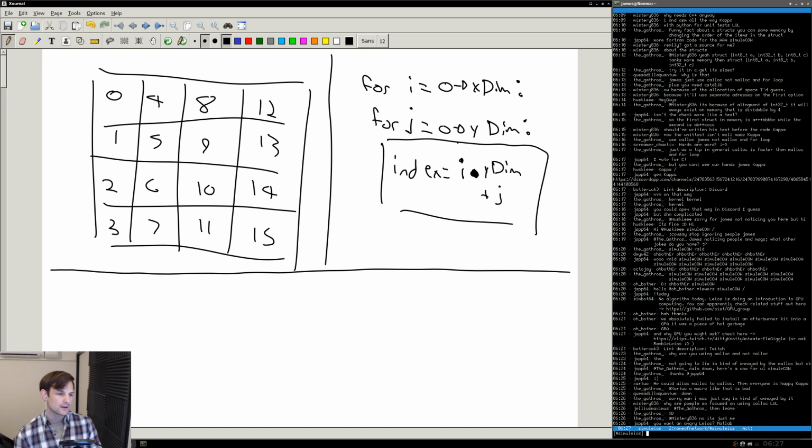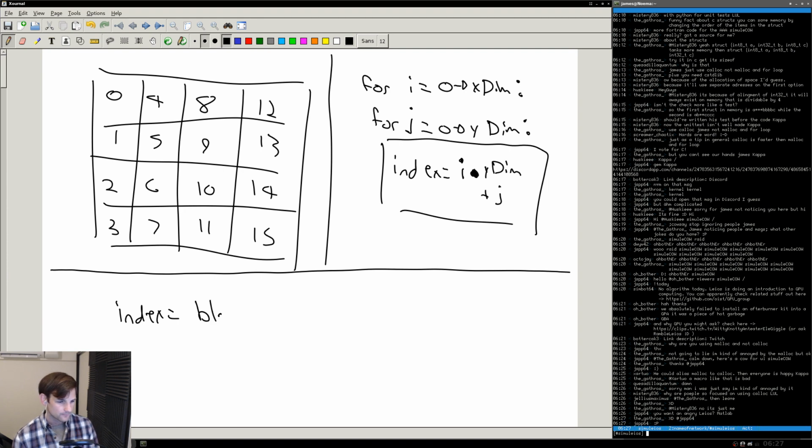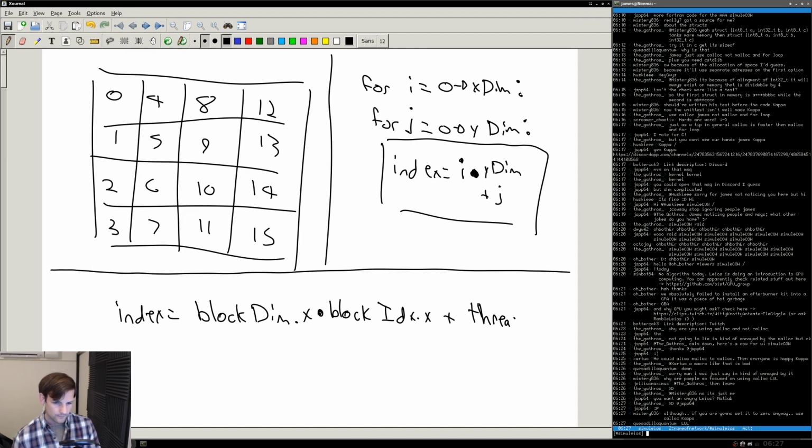Anyway, that's the point with the indexing. On the GPU, you notice that we did a very similar index here. We said that the index is going to be equal to blockDim.x, and this is the same as the Y dimension over here, times blockIdx.x plus threadIdx.x. So these correspond up here. This I corresponds to blockIdx.x. This Y dimension corresponds to blockDim.x. And the J over here corresponds to threadIdx.x.